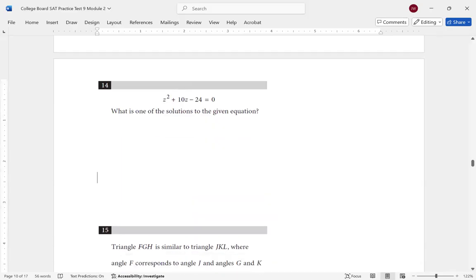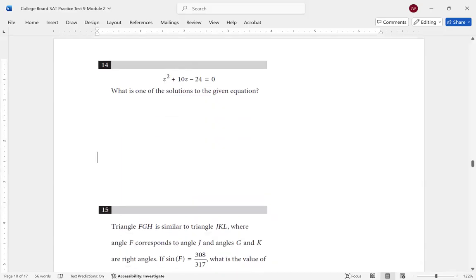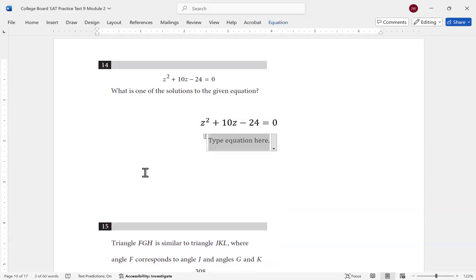Question 14. What is one of the solutions to the given equation? So this is a quadratic equation, and therefore what we would do is solve this. There's a couple of different methods you could use. You could use completing the square, you could use the quadratic formula, or the method I like best, if it applies, is factoring. In this case, this will factor.